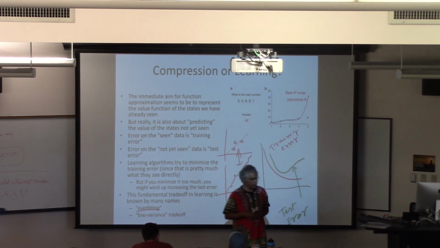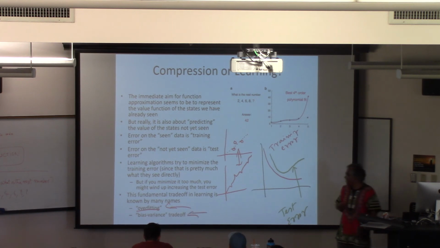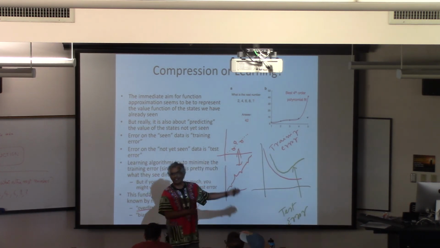Do you see what I'm saying? So this is overfitting. And a more technical term is what's called the bias-variance trade-off. This other term comes from statistics.